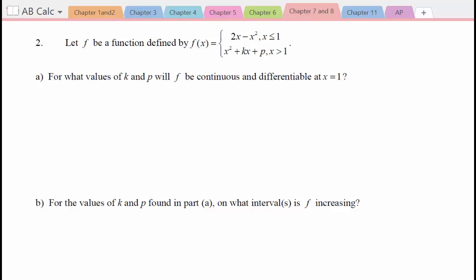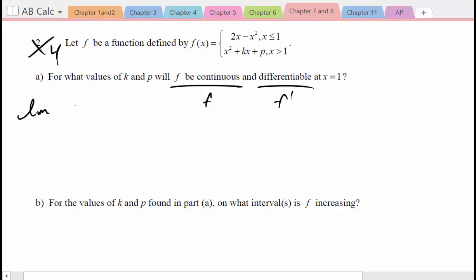For what values of k and p will f be continuous and differentiable at x equals 1? This is number 4. Well, in order to show continuity, we have to use limits. In order to show differentiability, we have to show limits. Here, for continuous, we use f. For differentiability, we use f prime.